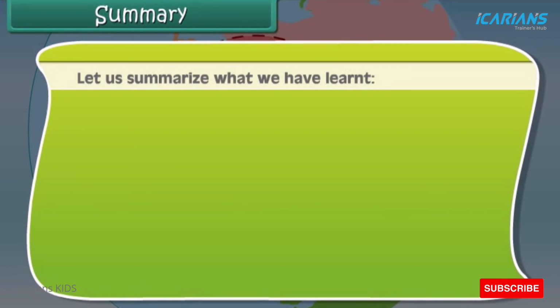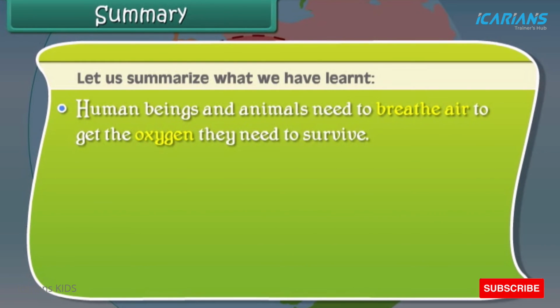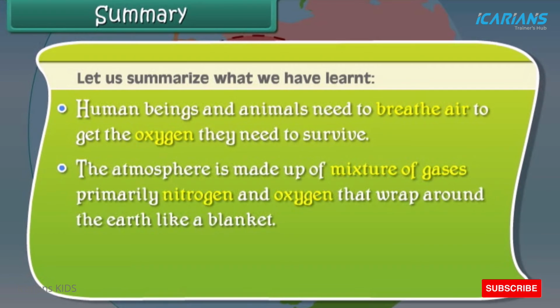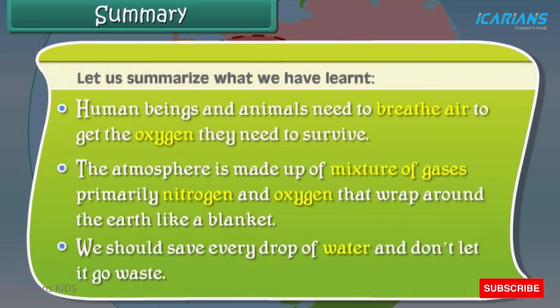Let us summarize what we have learned. Human beings and animals need to breathe air to get the oxygen they need to survive. The atmosphere is made up of a mixture of gases, primarily nitrogen and oxygen, that wrap around the earth like a blanket. We should save every drop of water and not let it go waste.